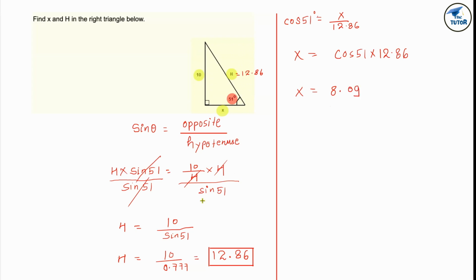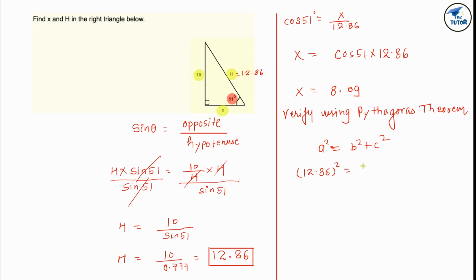Let's verify whether our answer is correct or not. How can we verify it? Verify with the Pythagoras theorem. Hypotenuse square is equal to the sum of the squares of the other two sides. Basically 10 square plus x, which is 8.09, square of that. So you can use this method to verify your answer.